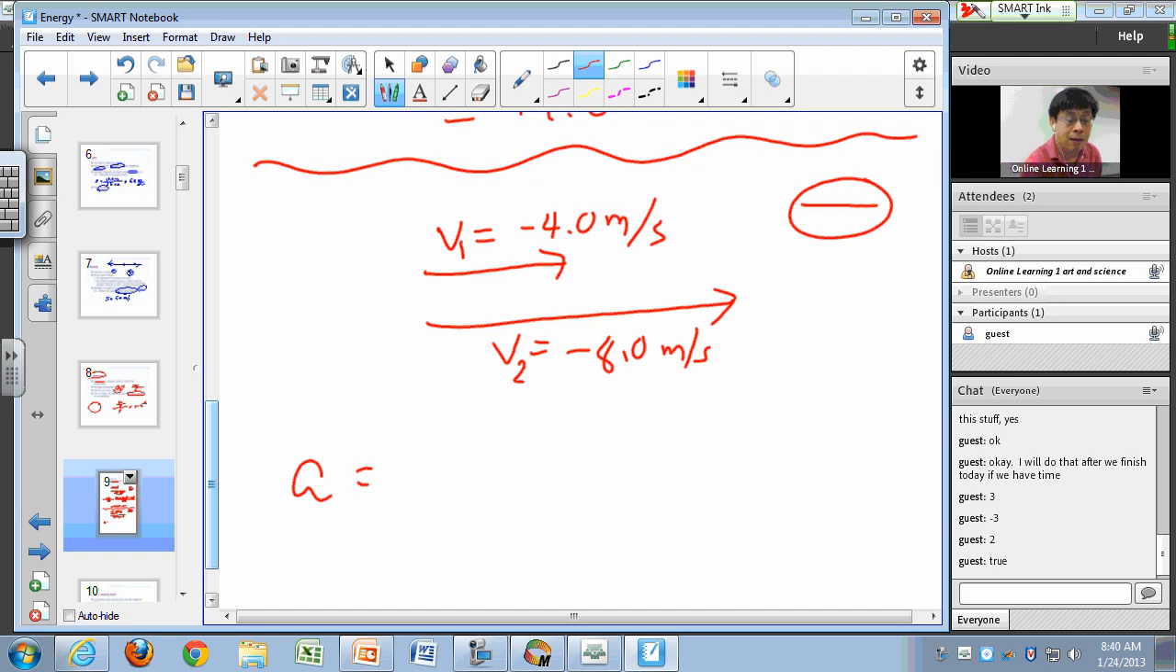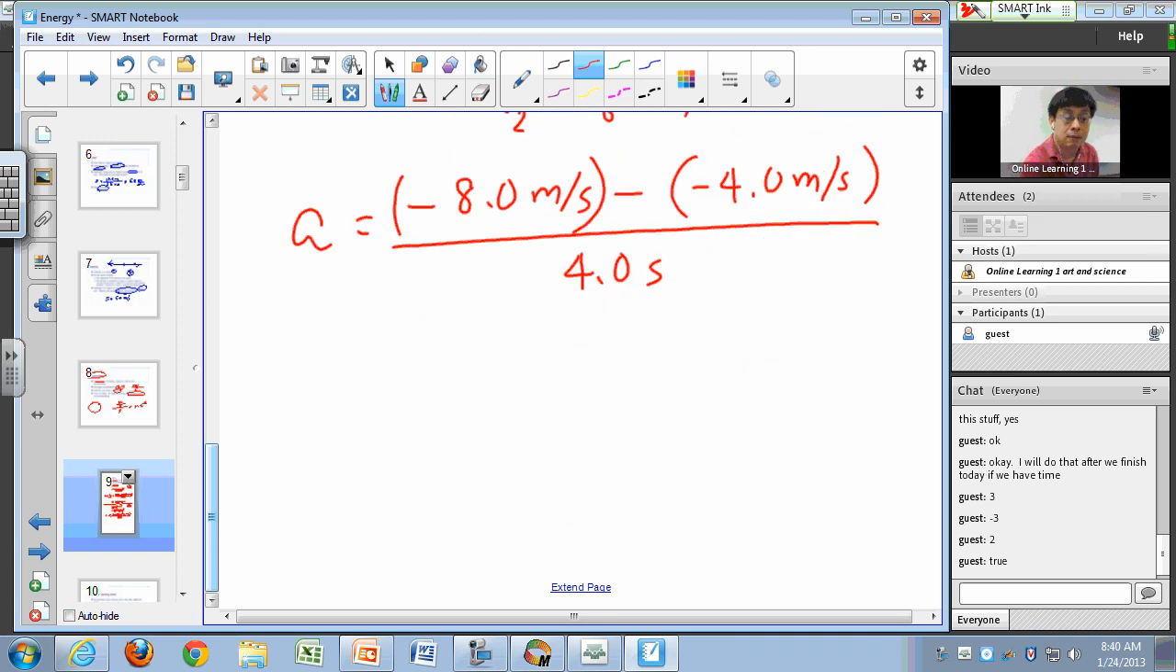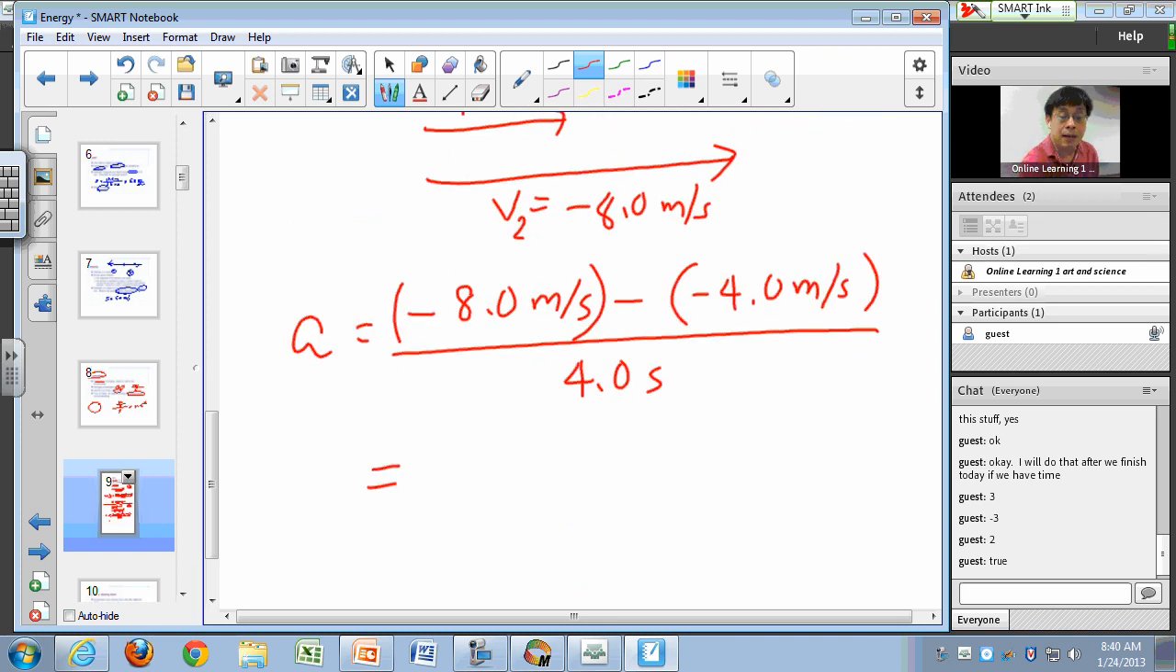Our final velocity is negative 8.0 meters per second minus our initial velocity, negative 4.0 meters per second. Divide that by the amount of time that has elapsed, which is 4.0 seconds. And we get negative 8 minus negative 4, which is negative 4.0 meters per second, over 4.0 seconds.